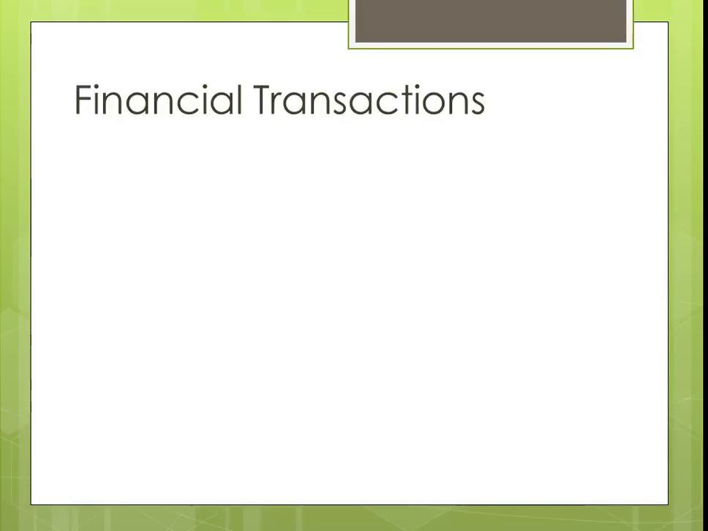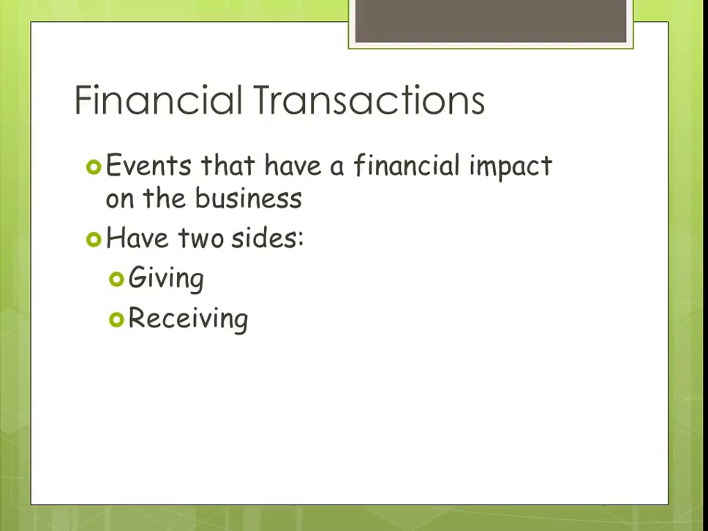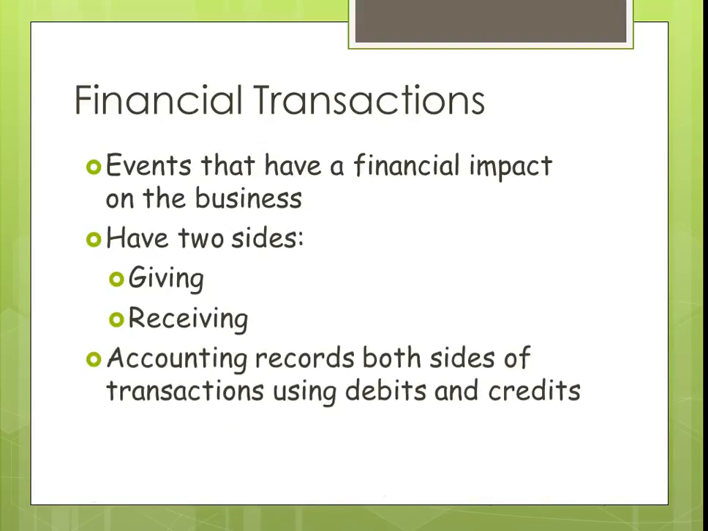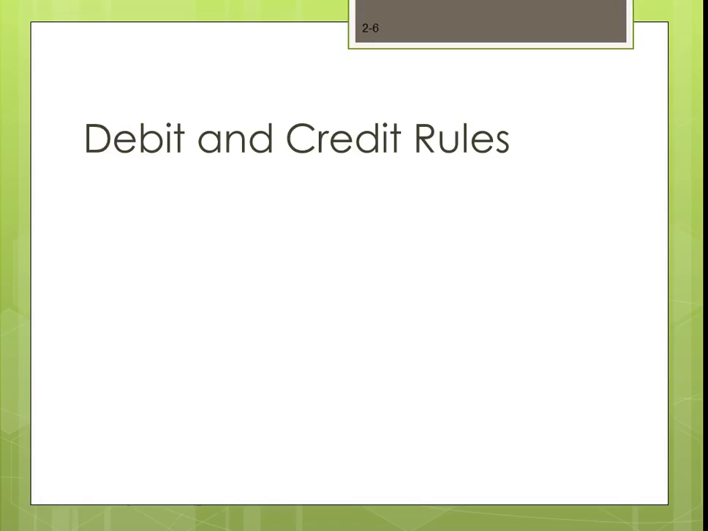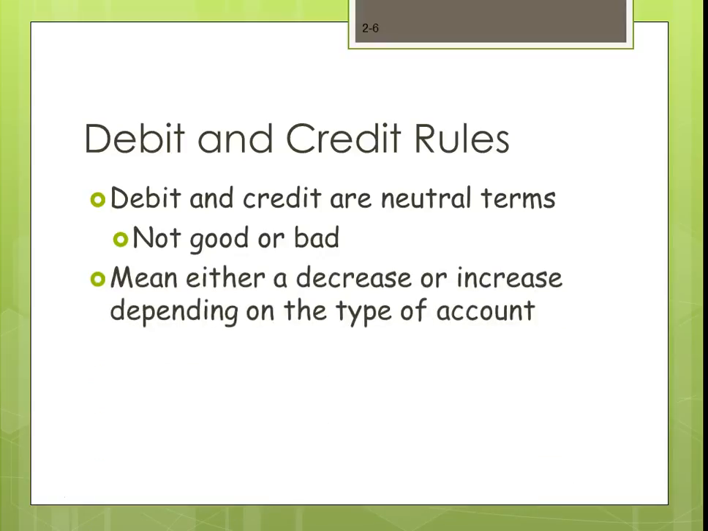Financial transactions. These are events that have a financial impact on the business. They have 2 sides, giving and receiving. Accounting records both sides of the transaction using debits and credits. Debit and credit rules. Debits and credits are neutral terms. They are not good or bad. They mean either decrease or increase depending on the type of account.